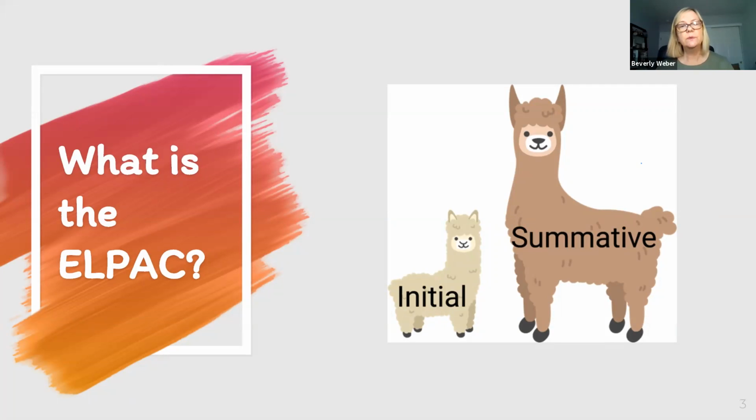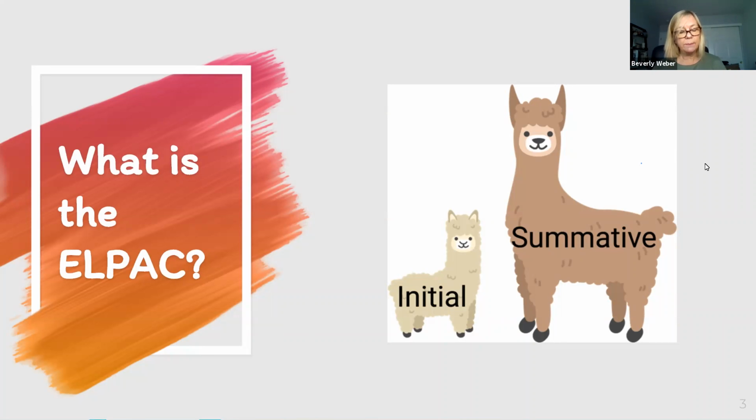One of the first things we do to determine our English learners is to give the LPAC assessment. That is the English Language Proficiency Assessments for California. The first important thing to know about the LPAC is that it is made up of two separate tests, the initial LPAC and the summative LPAC. Each assessment has a different purpose.